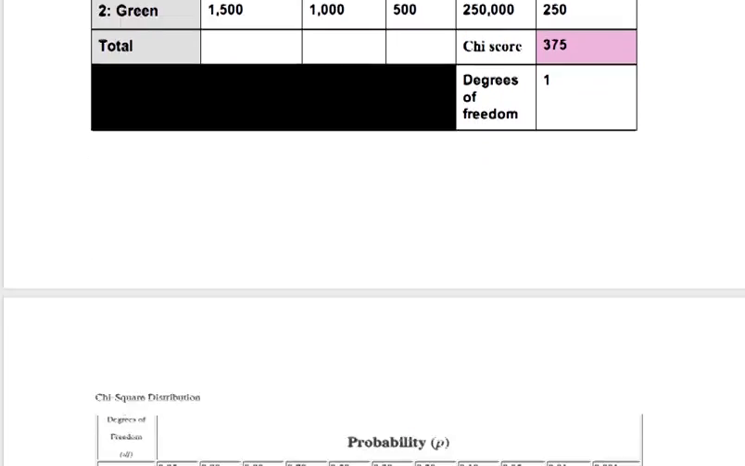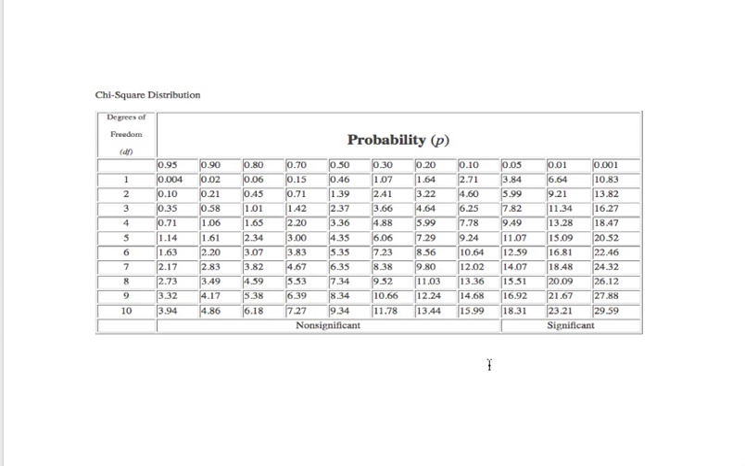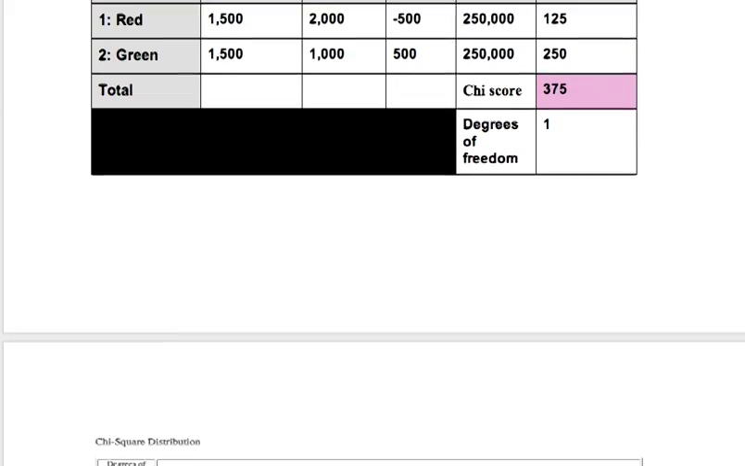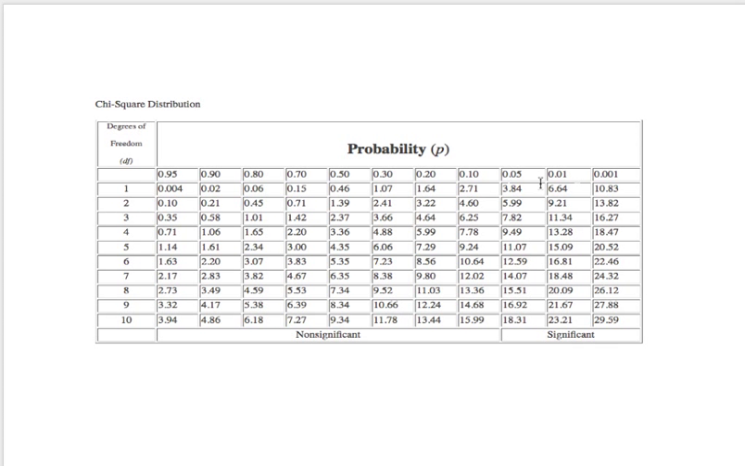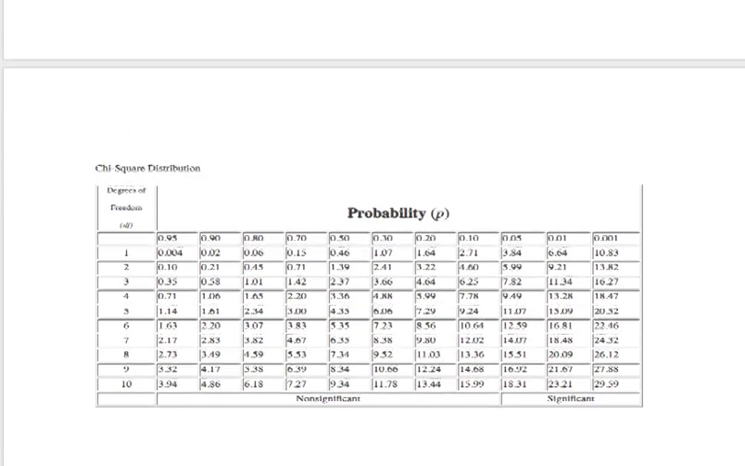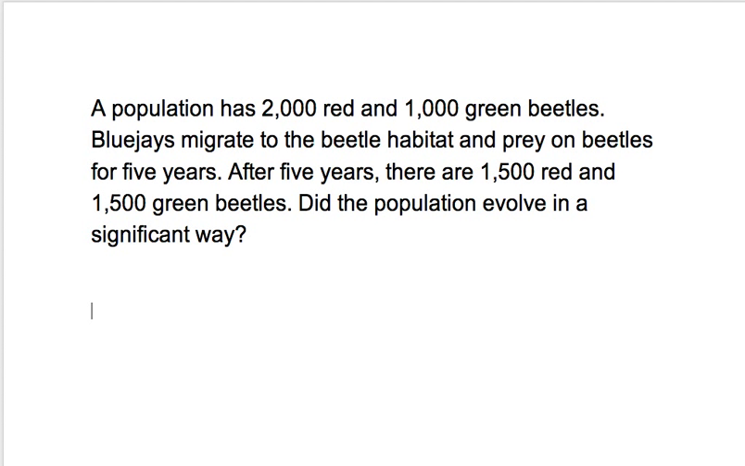But if we look at the distribution table, at degree of freedom 1, the cutoff for a significant difference is 3.84. Our chi-square was 375. So obviously 375 is larger than this number. In fact, it's off the chart significant. So we would say that, yes, evolution has occurred in this population because there was a significant difference between observed and expected data.